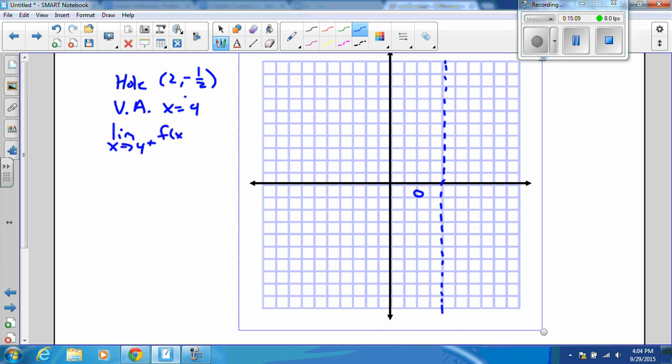And we found that as x goes to 4 from the right, f of x goes to negative infinity, whereas as x goes to 4 from the left, f of x goes to positive infinity. And so that means that on the left side of 4, my graph is going to go up to positive infinity. And on the right side of 4, my graph is going to go down to negative infinity. So this gives us a little bit of an idea of the shape of the graph, but we need some more information.